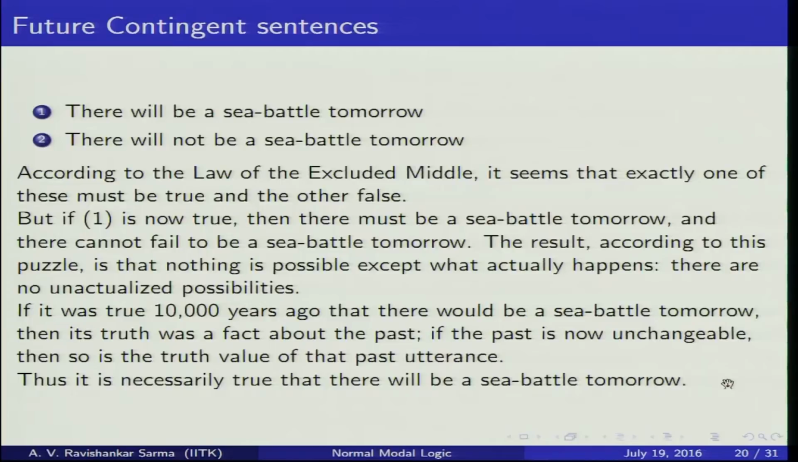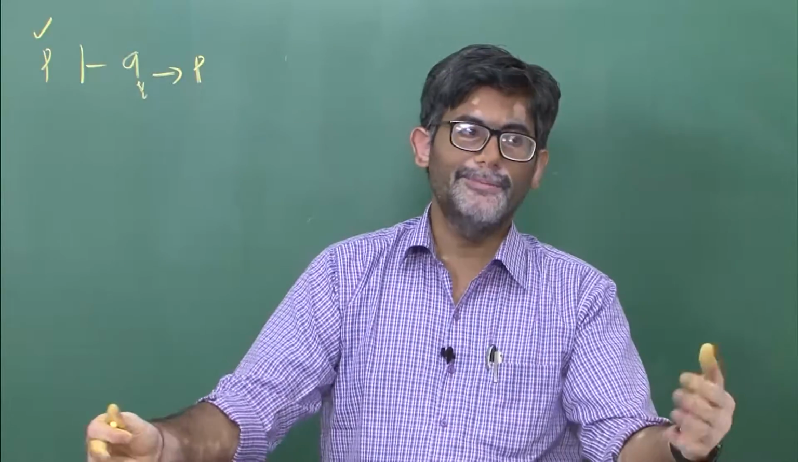Then obviously there must be a sea battle tomorrow. It cannot happen that there will not be any sea battle tomorrow. If it is true now, it is true tomorrow also, and there cannot fail to be a sea battle tomorrow. The sea battle should occur at any cost. So the result according to this puzzle is that nothing is possible except what actually happens. That means there are no unactualized possibilities. Whatever happens happens, and whatever doesn't happen doesn't.